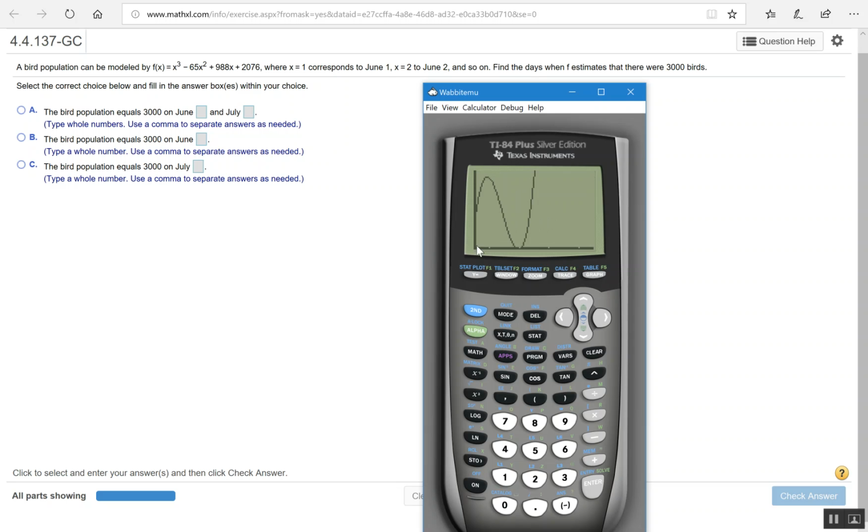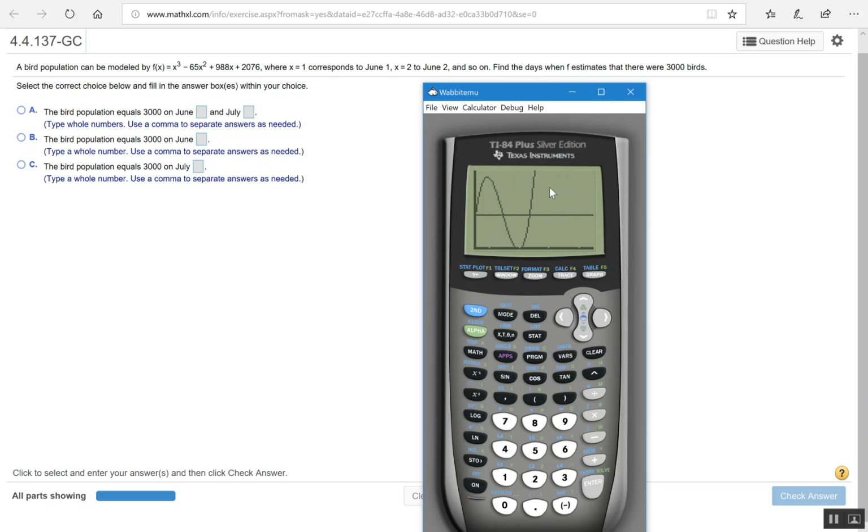This is how the population of birds changes. On June 1st, they are right here, and as days go by in June, the population of birds increases to a max right here, then goes down, and then increases again. We want to know when it's equal to 3,000. One way to do this is to go into y and plot the horizontal line y equals 3,000. When you hit graph, where it intersects our graph is where the population is equal to 3,000.